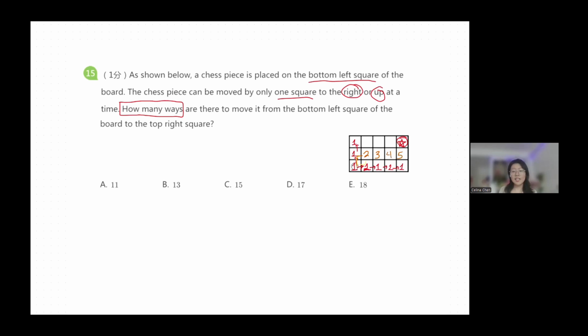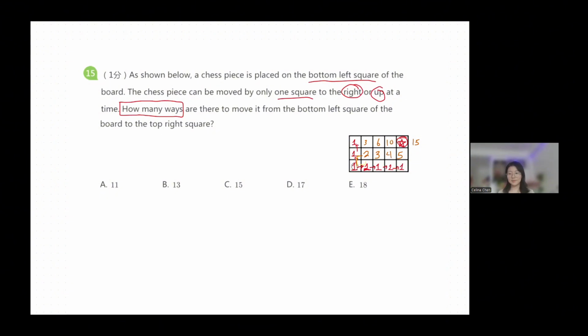All right, and we're doing the same thing for the top row as well. 1 plus 2 equals 3. 3 plus 3 is 6. 6 plus 4 is 10. And then we get to our last block, which is our goal. How many paths to get here? It's 15, because 10 plus 5 equals 15. There are 15 paths to get to this top right square.